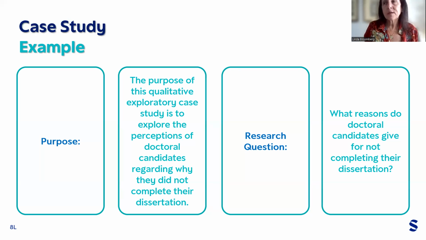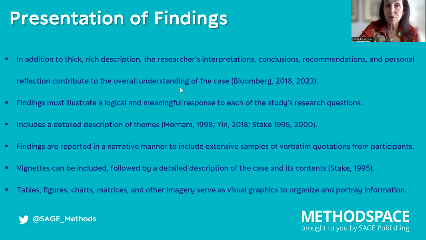So going back to our specific example of ABD, all but dissertation, and trying to explore more deeply as to why this occurs, if we were using case study as our research design, the purpose would be, for example, with an exploratory case study, to explore the perceptions of doctoral candidates regarding why they have not managed to complete their dissertation. And an appropriate research question could be, what reasons do doctoral candidates give for not completing their dissertation? So this is the way we can try and set up a case study design for this research problem.